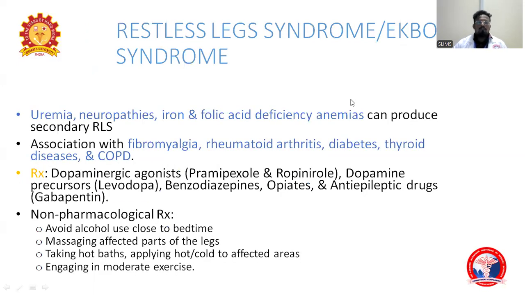Uremia or neuropathy, iron deficiency, and iron and folic acid deficiency can produce secondary restless leg syndrome. Association with fibromyalgia, rheumatoid arthritis, diabetes, thyroid disease, or COPD can also increase restless leg syndrome. Treatment is dopaminergic agonists like pramipexole and ropinirole, dopamine precursors like levodopa, benzodiazepines, opioids, and anti-epileptic drugs like gabapentin.